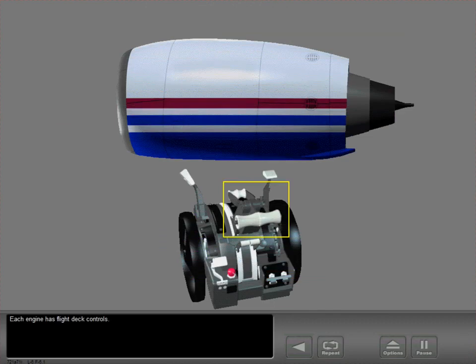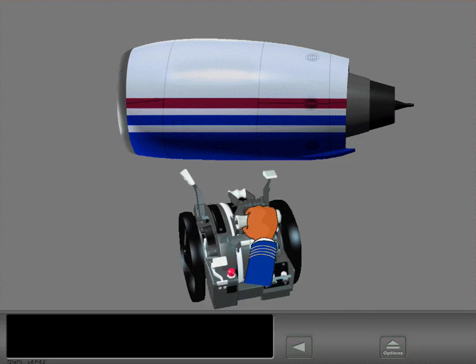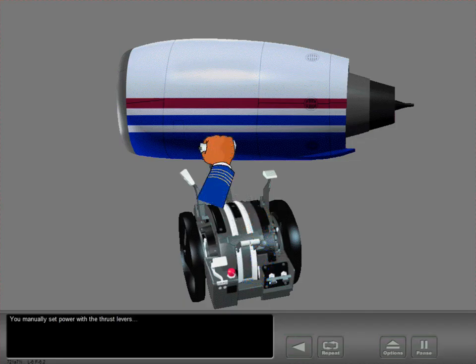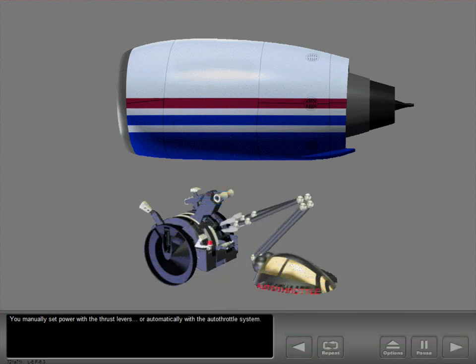Each engine has flight deck controls. You manually set power with the thrust levers, or automatically with the auto throttle system.